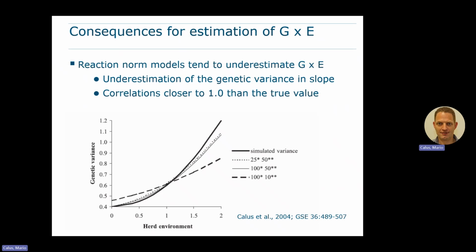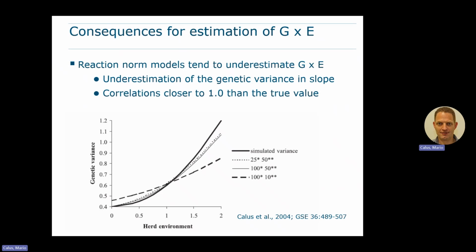models, we typically, amongst others, due to this thing I just explained, tend to underestimate G by E. So here I did some simulations, and in this graph, the solid black line is the simulated genetic variance across environments, and you see that it's low in the lowest environment, and it's very high in the most supportive environment.